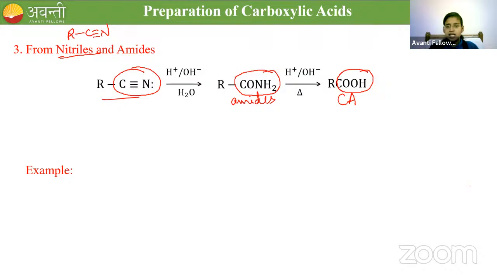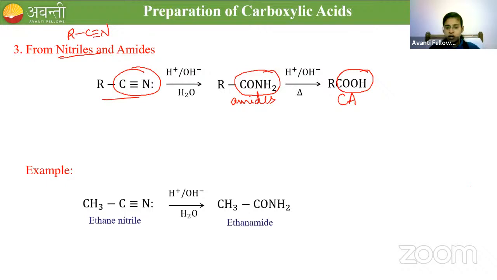I will give you a nitrile. You try to find out the amide and carboxylic acid. The nitrile is CH3CN. Since there are two carbons, it is ethane nitrile. If I put this ethane nitrile in water, what will happen? What is the formula of the amide? CH3CONH2. Very good. Ethanamide.